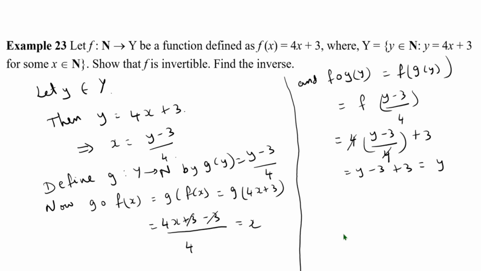So we got g of f is equal to I_N and f of g is equal to I_Y. Therefore, f is invertible. So this implies g of f is equal to I_N and f of g is equal to I_Y. So therefore f is invertible and g is the inverse of f.